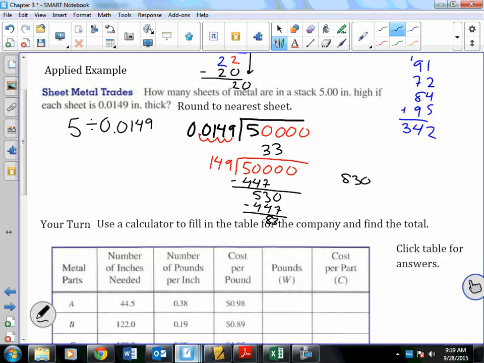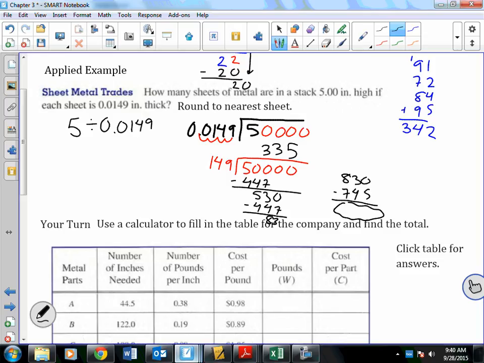How many times does 149 go into 830? Take an estimate, maybe start at 5 or so. So I'll say maybe 5. 5 times 149 gives me, for sake of time, well, I know 150 times 5 is 750. Subtracting off 5 more, now I know it's going to be 745. And then I'm left with something here.